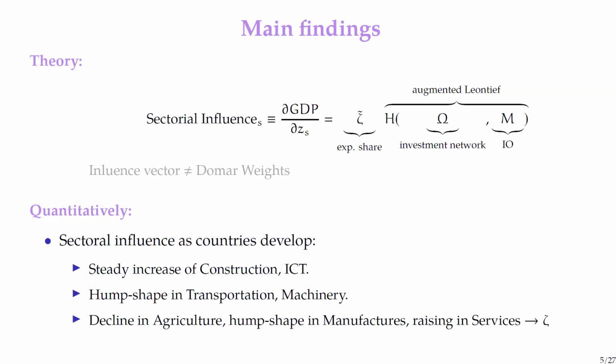Perhaps more importantly, quantitatively, we document systematic disparities in the influence vector as countries develop. So, for example, we find a steady increase in the influence of construction and ICT, and we find a hump-shaped influence in transportation and machinery. And more related to the sectors that are usually studied in the structural transformation literature, reassuringly, we find that there is a decline in the influence of agriculture as countries develop, there is a hump shape in manufacturing, and an increase in the influence of services.